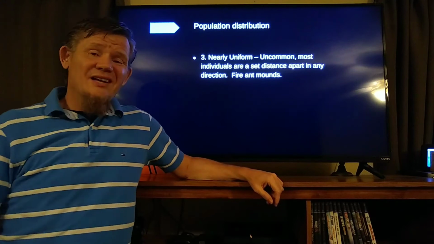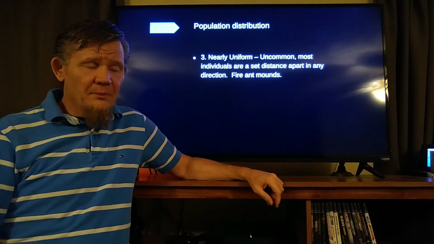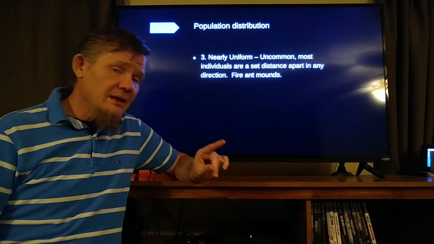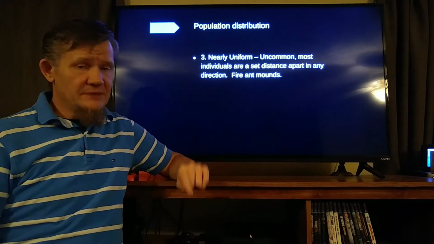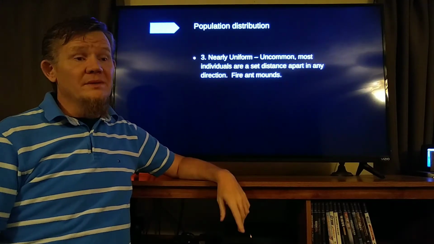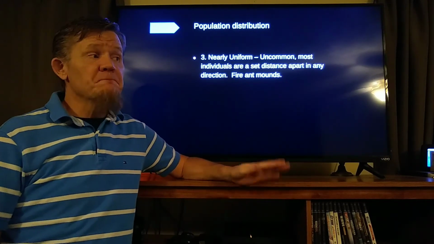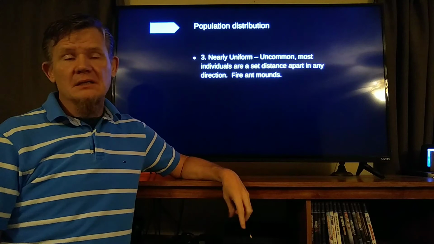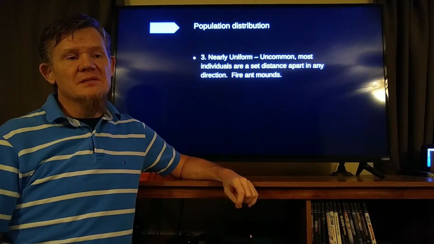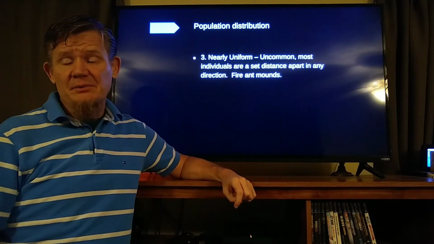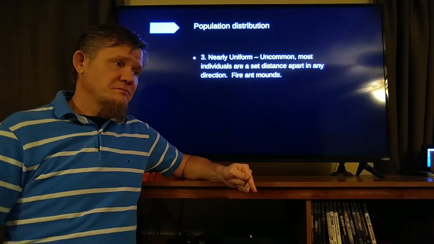Our last one is actually uncommon, but that doesn't mean rare. Again, the rarest one is random. Nearly uniform is uncommon. I wouldn't say it's common, but it is uncommon, which means it's not unheard of. It does happen. And this is where individuals are relatively the same distance apart. And a great example of this is fire ant mounds.